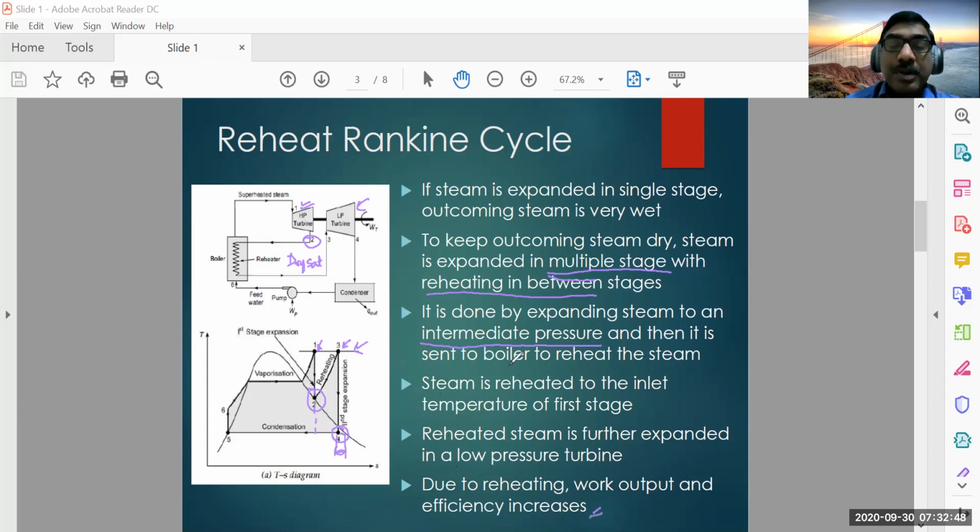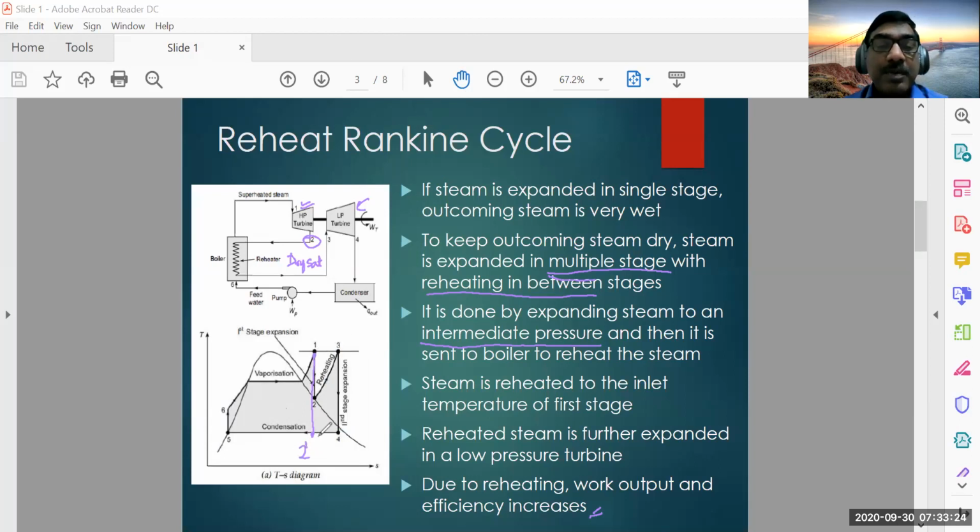So this is the point you have to understand. Due to the reheating, the work output will be added. So how is the work output getting increased? Look here. If it is a single stage turbine, the work output will be from here to here. This is the work output. Let us say this is a point, 2 dash. Let us say this is point 2 dash.